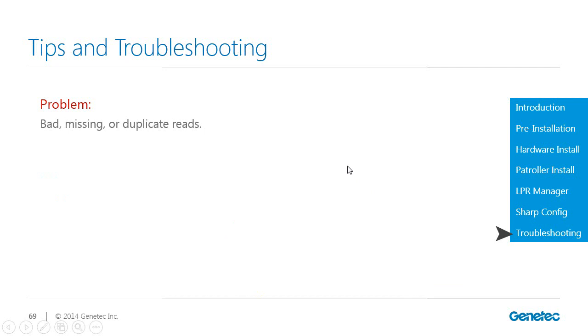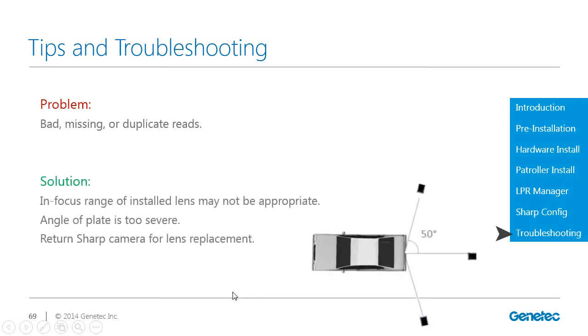Now, in cases where the reads aren't accurate, you'll want to double check the distance from the lens to the plate. I mentioned the in-focus length for each lens type previously. So anything before that or past that is not going to be in focus, and you're not going to get good reads from it.